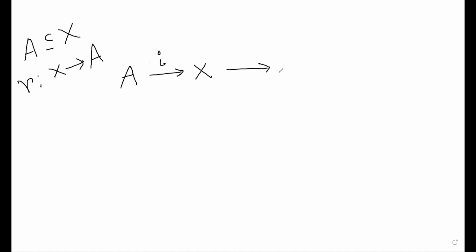So suppose A is a subspace of X, and you have a retraction from X to A. Then you look at the canonical embedding of A into X. That is the natural embedding, because A is a subspace of X. Suppose this embedding is I, let's say, and then you have this retraction, which is R, let's say. Then you know that R compose I is just the identity map on A, right?